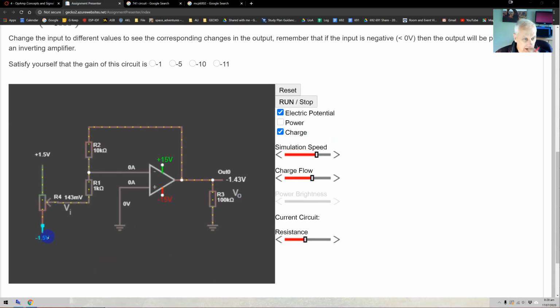What can we see here? We've got an input voltage which is going from minus 1.5 to plus 1.5. We've got an op-amp which is connected to minus 15 to plus 15. And we've got a voltage here of 143 millivolts, and an output voltage of minus 1.43 volts. So what this is saying is that it is inverting the voltage.